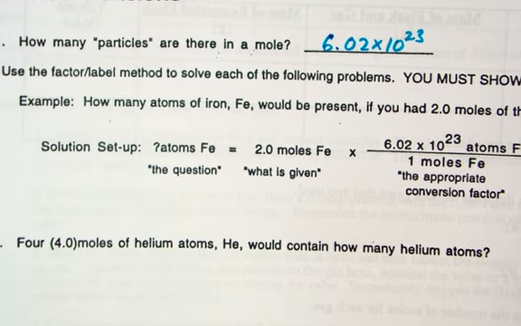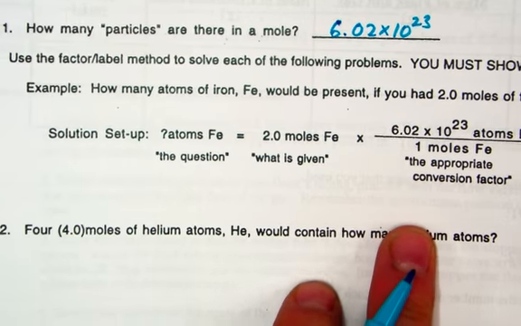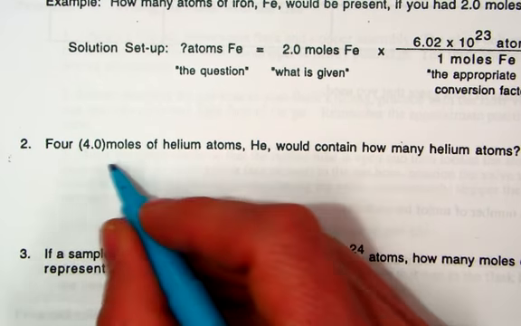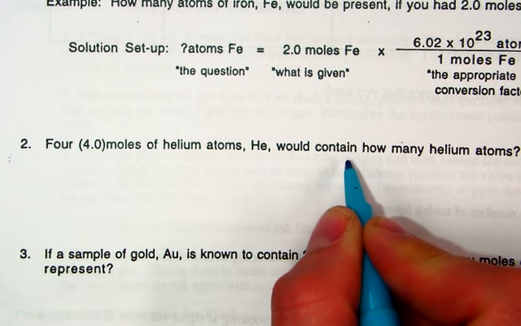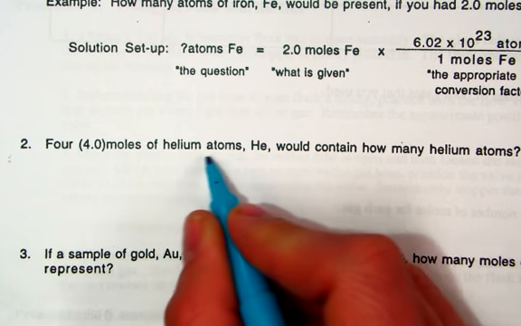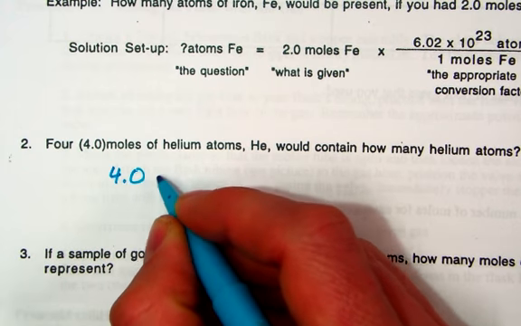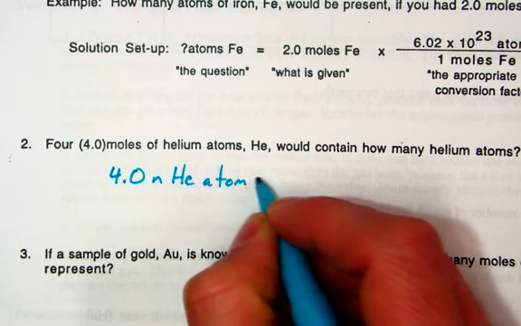So now we come along, and it shows you a nice example problem here. I'm going to show you how to work number 2. If we have 4 moles of helium atoms, 4 moles of helium atoms would contain how many helium atoms? So we start off with what's given, 4 moles helium atoms. I put that over 1.